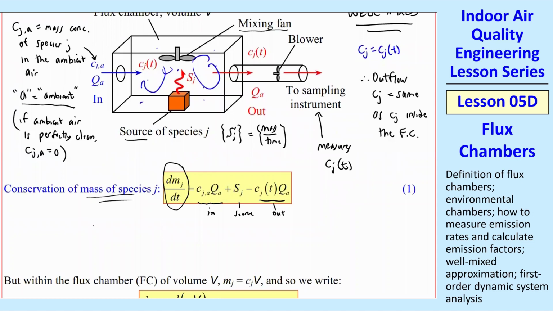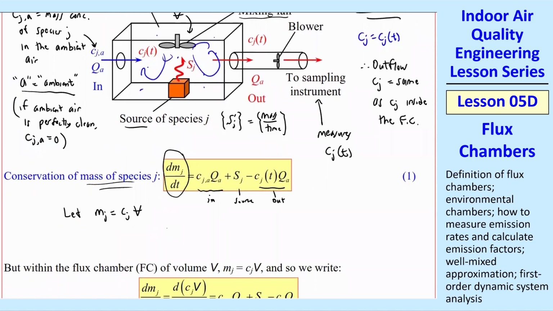And what we'll do with the MJ is we'll let MJ equal CJ times V, where V is the volume. I didn't have that labeled here, but V is some volume of this flux chamber. So we'll let MJ equal CJV. And since CJ is the same, this well mixed, it's the same everywhere inside the flux chamber.